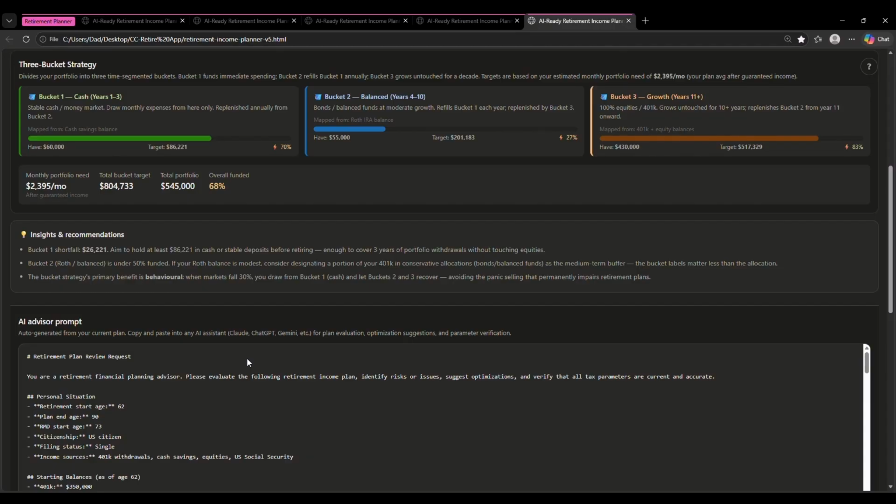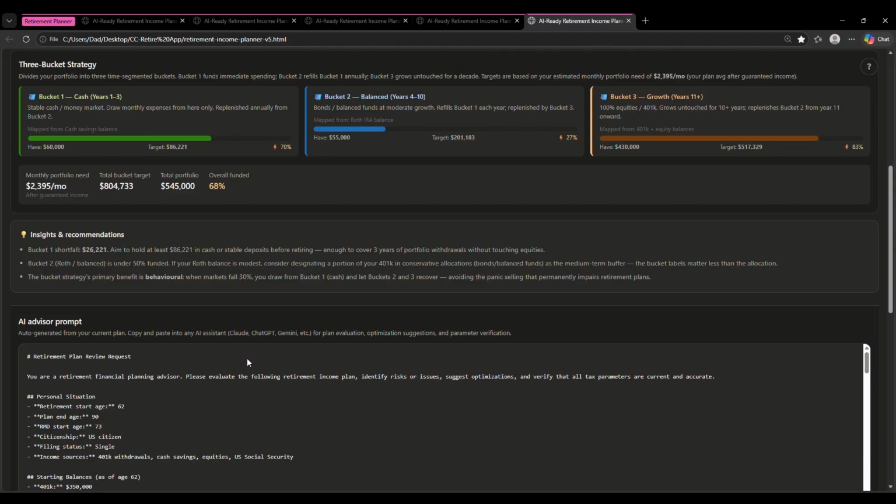The 3-bucket strategy is less about mathematics and more about psychology, and that's exactly why it's so effective. When markets crash 30% in your first year of retirement, this strategy stops you from panic selling growth assets at the worst possible moment. The idea is simple. Divide your portfolio into 3 time-segmented buckets.